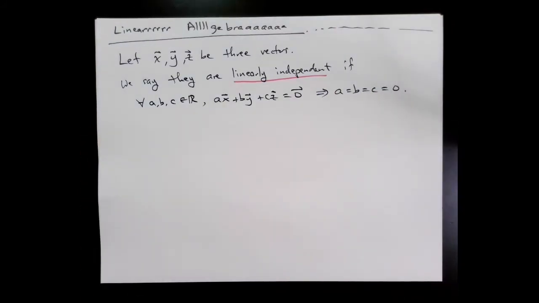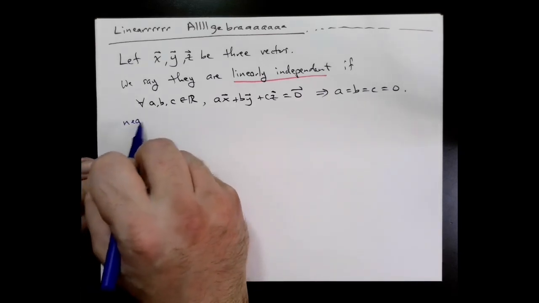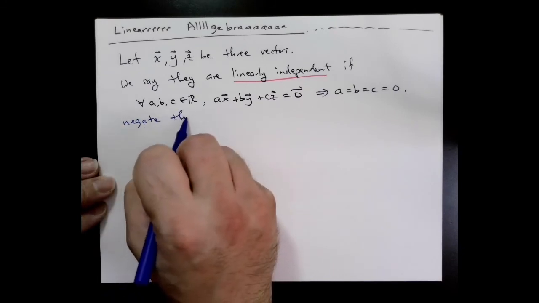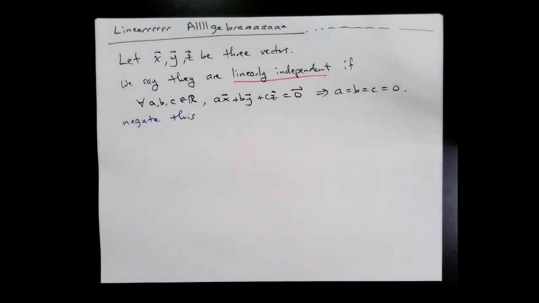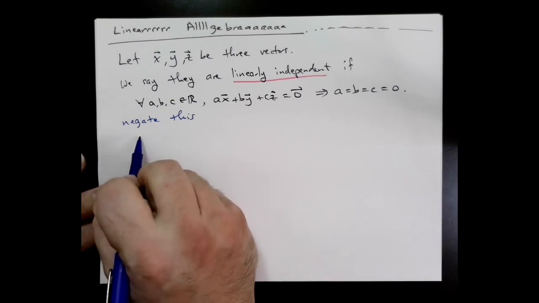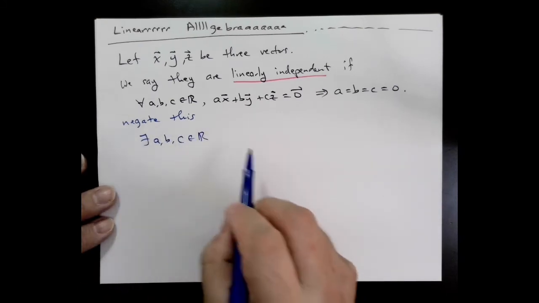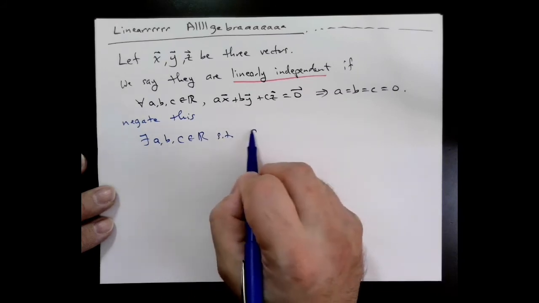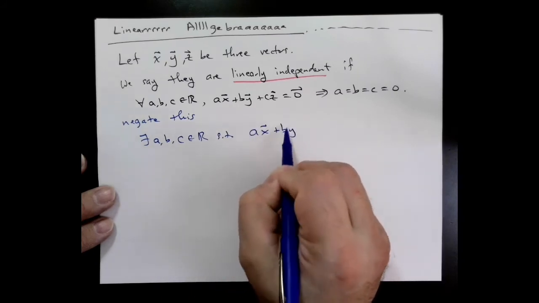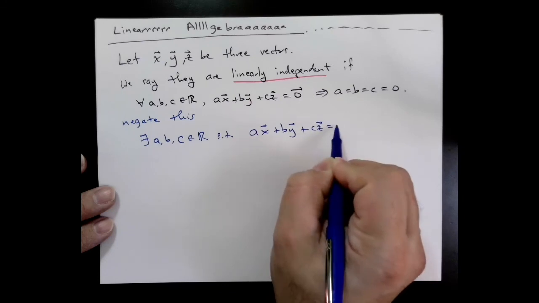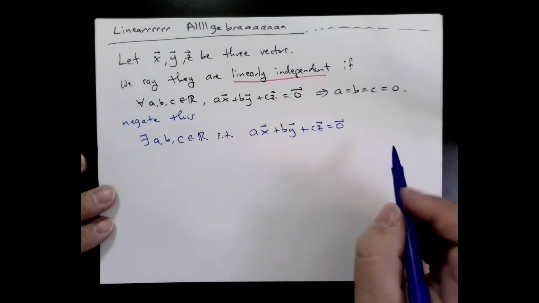So how do we negate this? Well, the calculation is very similar to what we did for continuity. Recall that we can pass the negations through the quantifiers, remembering to flip, and then also use De Morgan's law on the implication, and this becomes, there exists a, b, c real, such that ax plus by plus cz equals the 0 vector, but it is not true that a equals b equals c equals 0.